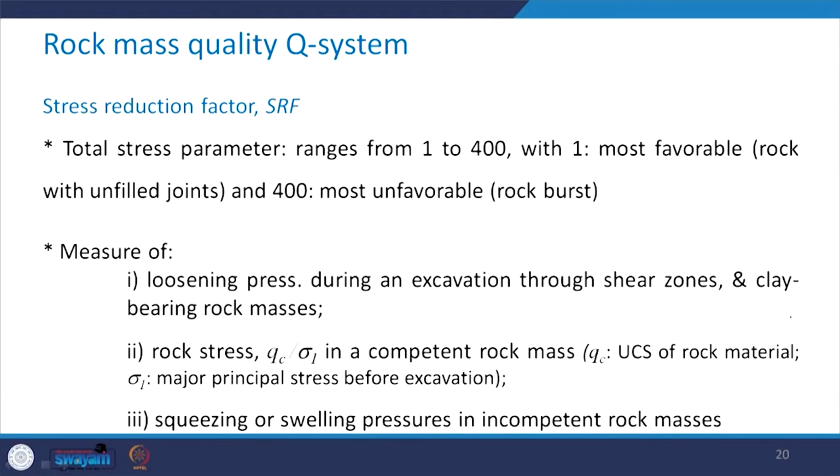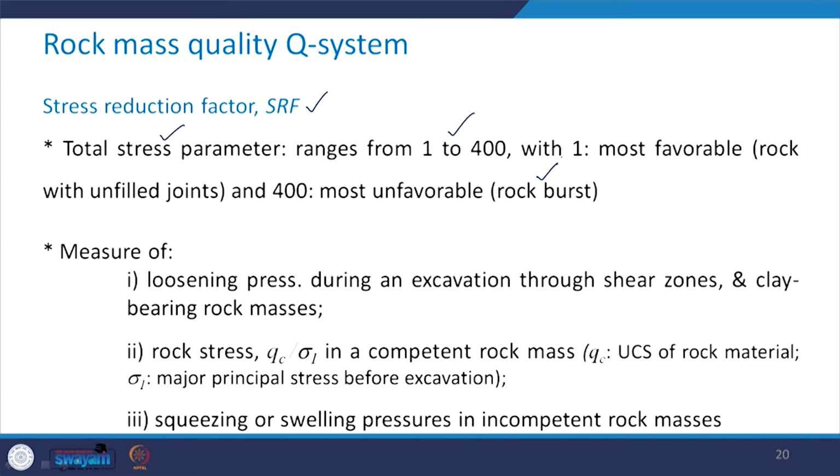The last factor which contributes towards the calculation of the Q index is the stress reduction factor, which in short is called SRF. This is the total stress parameter and it ranges from 1 to 400, with 1 being the most favorable condition and 400 being the most unfavorable condition. When I say most favorable condition, that corresponds to rock with unfilled joints, and the most unfavorable condition corresponds to the phenomenon called rock burst.